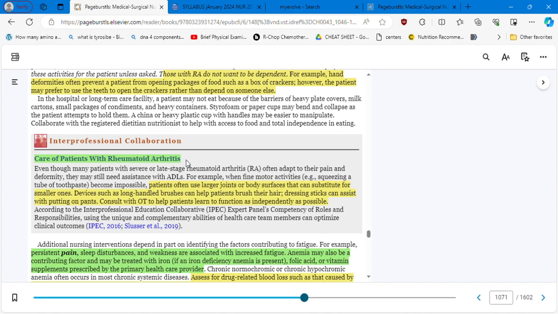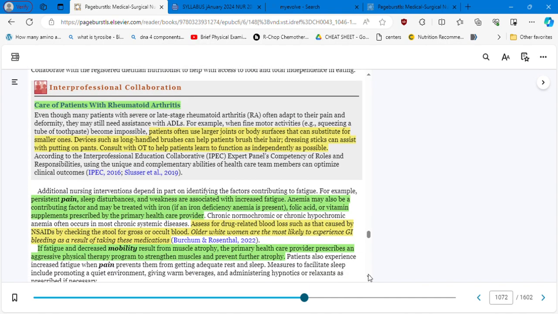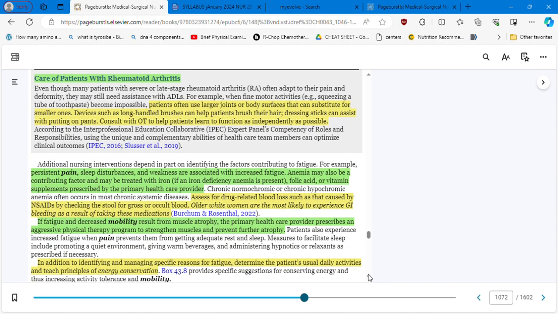Care of patients with rheumatoid arthritis. Patients often use large joints or body surfaces that can substitute for smaller ones. Devices such as long-handled brushes can help patients brush their hair. Dressing sticks can assist with putting on pants. Consult with occupational therapy to help patients learn to function as independently as possible. That is very important, to take notes of all the needs of the patient and then transfer that information to the professionals that can help patients with those activities.